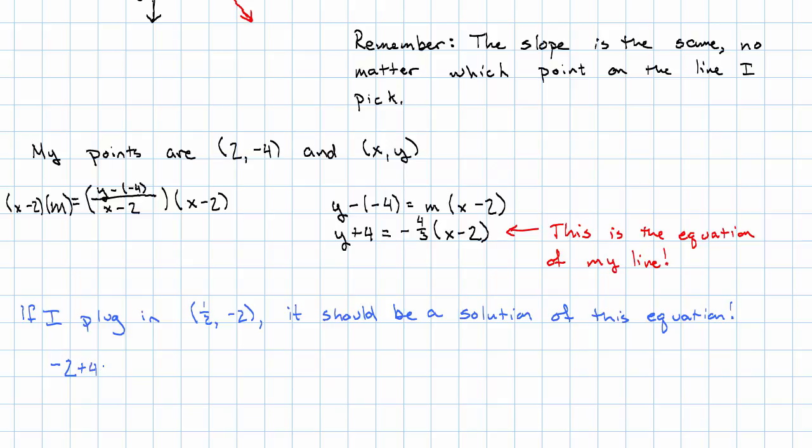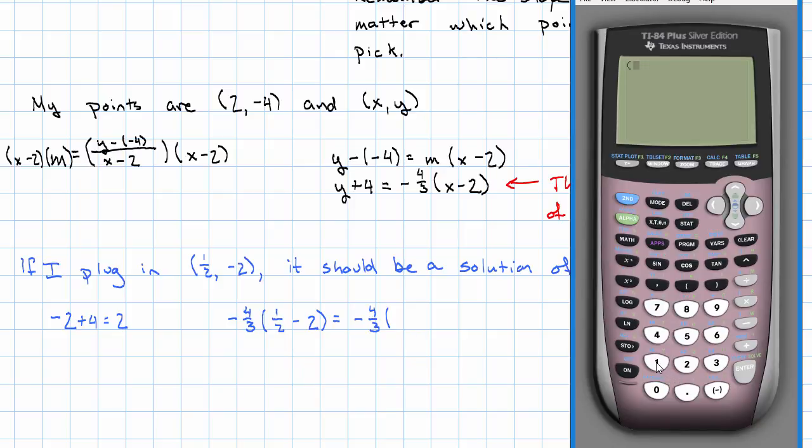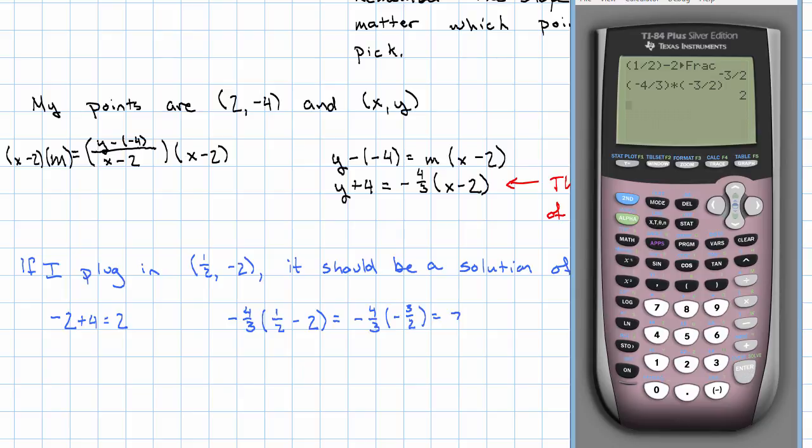Negative 2 plus 4, that's 2. Negative 4 thirds times 1/2 minus 2. That's negative 4 thirds times 1/2 minus 2. Convert it to a fraction. That's negative 3/2. And then negative 4/3 times negative 3/2 is 2. We got the same answer on both sides. It really is a solution.